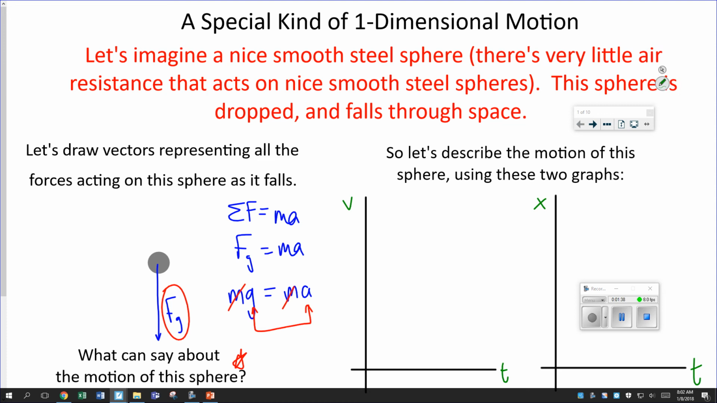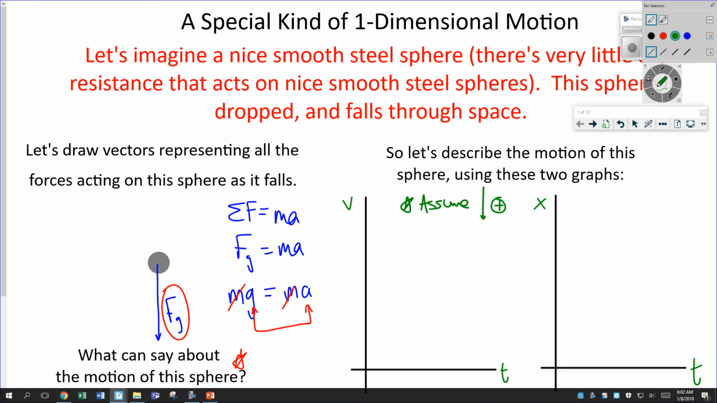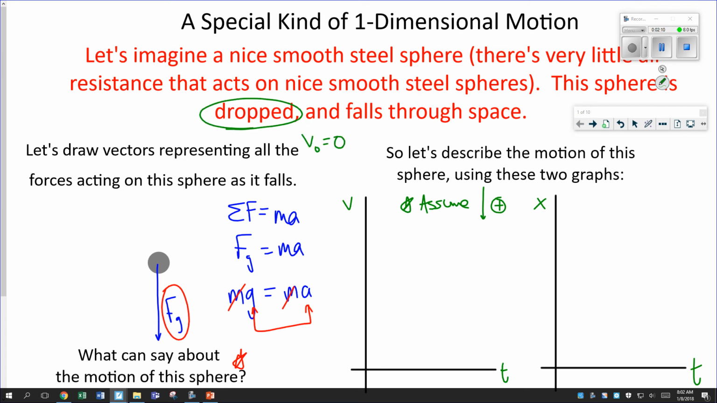Let's make an assumption for the sake of these graphs. Let's assume that downward is the positive direction. I'm going to assume that for both graphs. If we do that, first of all, this sphere is dropped, which means that our initial velocity is going to be 0.